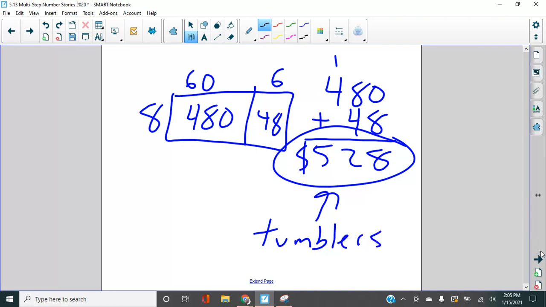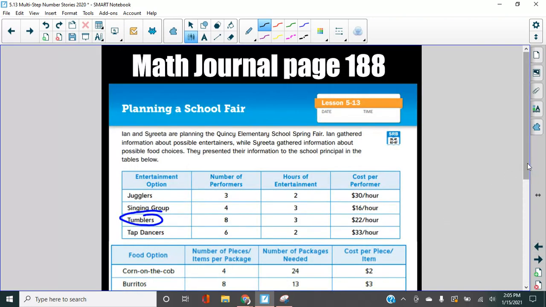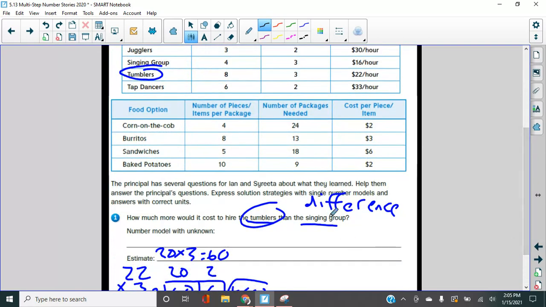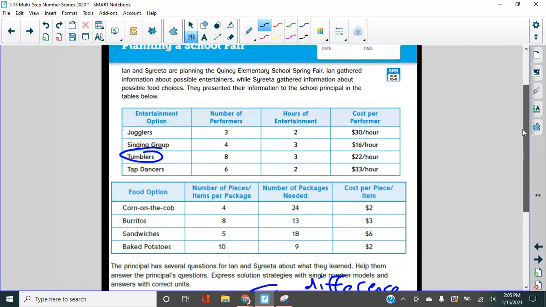Well, now we need to figure out the singers. All right, come up here to the singers, and we can see. Well, what can we see? What can you see in the table about the singers? What did you learn by looking up there? Okay, a couple pieces of information. They make $16 an hour. They do 3 hours, and there's only 4 of them.